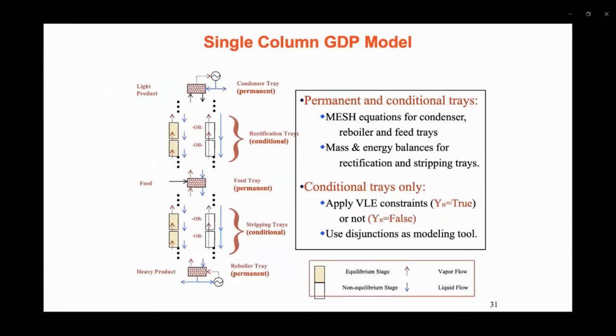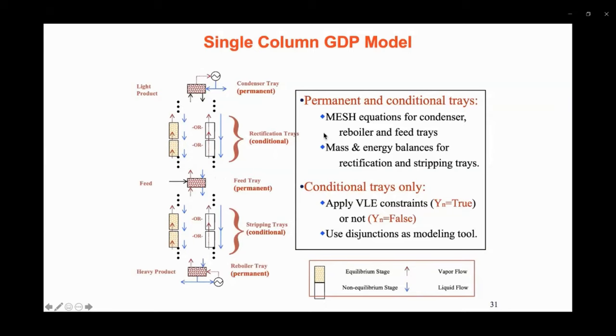And just to give you a specific example, first, this is a GDP problem of a single distillation column where we want to determine the number of trays. The permanent trays are a condenser at the top, the one in the middle is the feed tray, and at the bottom, the reboiler. What we have in between the permanent trays are conditional trays that may or may not exist.